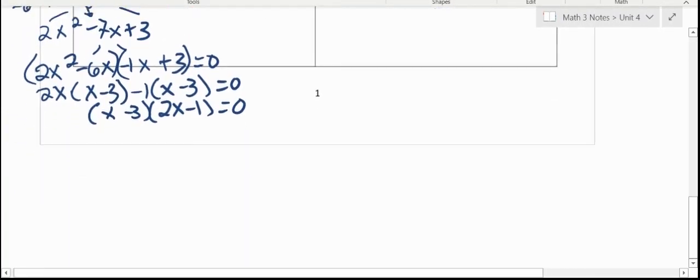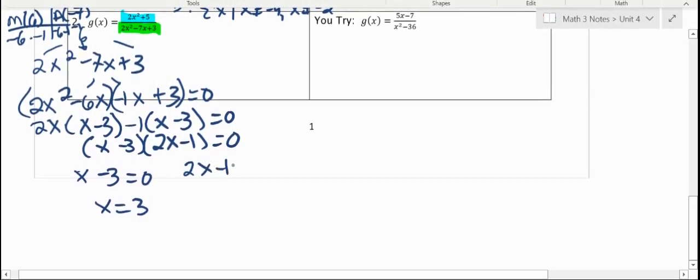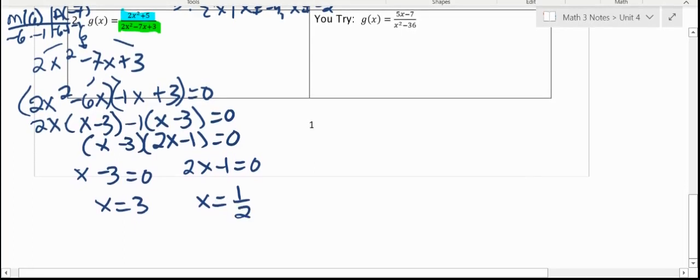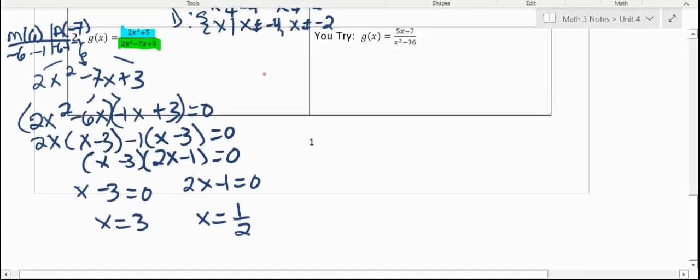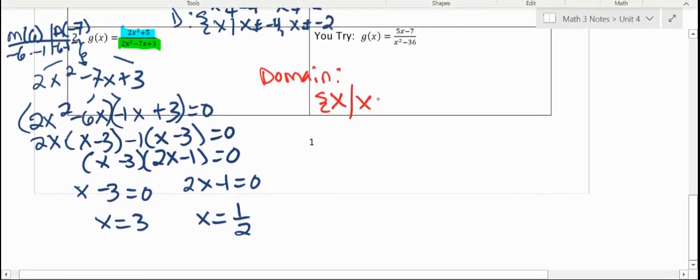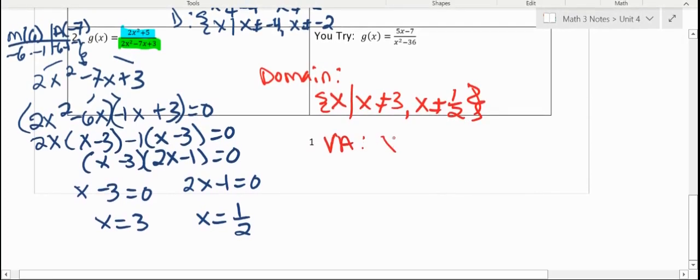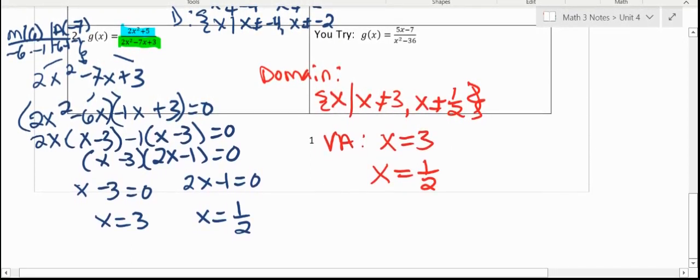And then we're going to set each parenthesis to 0. And then this would be a 1/2. And so for our domain, remember that that's giving you the values you're not allowed to have. So we are not allowed to have 3. We're not allowed to have 1/2. And then our vertical asymptotes are going to be the opposite: x equals 3 and x equals 1/2. And by opposite, I don't mean the opposite sign, like a negative. I mean that at x equals 3, that vertical line is where it's going to approach infinity.